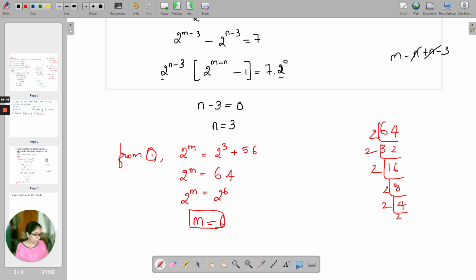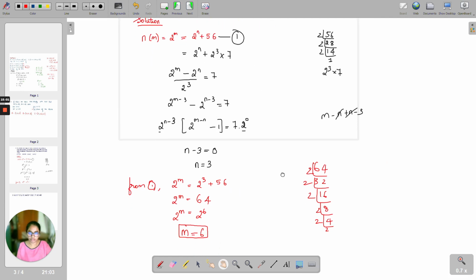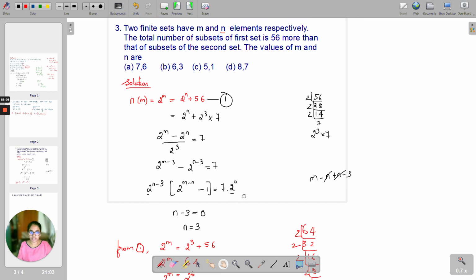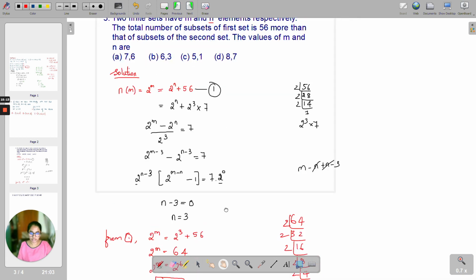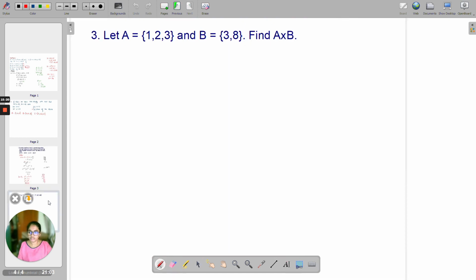Now from this, can you find out the value of n? We have the value of m. What is the value of n? From where can you find the value of n? Okay, so we've already found the value of n, right? m is equal to 6 and n is equal to 3. So your answer is B, right? 6, 3. Yes? Okay.